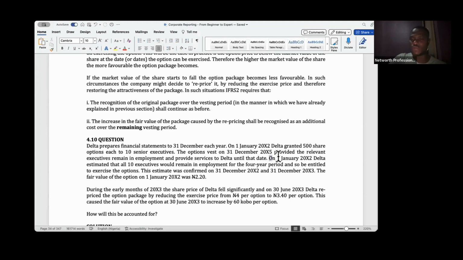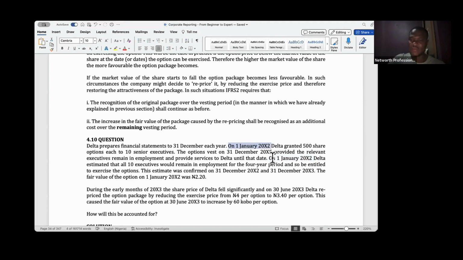It now said, on 4th January 2002, Delta estimated that all 10 executives would remain in employment for the 4-year period. So if you count from 02 to 04, 2, 3, 4, 5, that is a 4-year period. Don't interpret that as 3 years. Don't go and do 5 minus 2. That will be wrong. 2 inclusive, 5 inclusive. So 2, 3, 4, 5, 4 years.